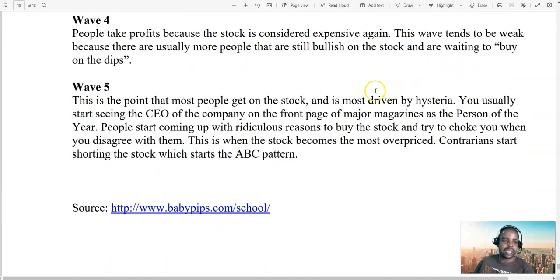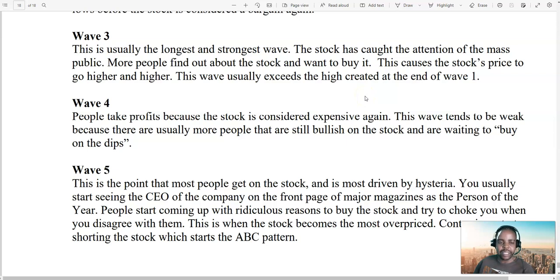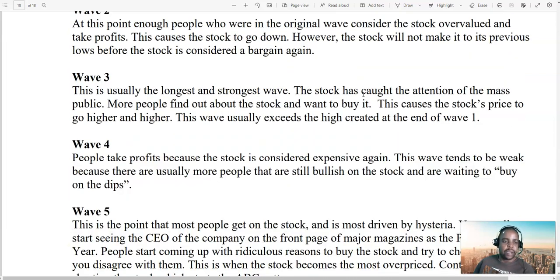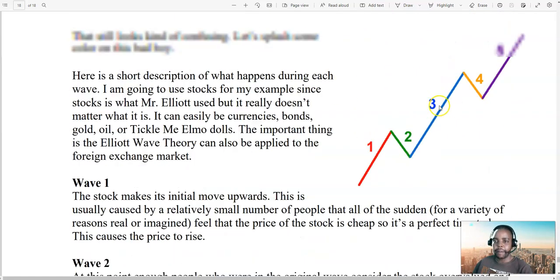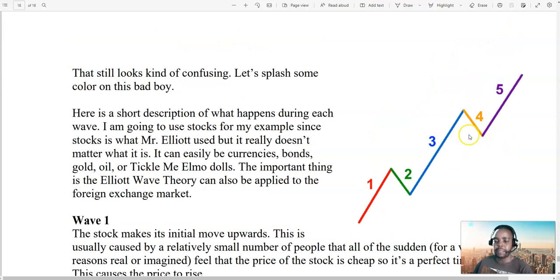Once again, we reverse and go to the fourth one. The people take profit once again, like they did with the second wave, because the stock is considered expensive again. This wave tends to be weak because there are usually more people that are still bullish on the stock and are waiting to buy on the dips. They want to buy right here on this dip, just a bit cheaper than here. Okay, so when you buy it here, it's much cheaper than entering here, because it will dip and probably hit your stop loss.